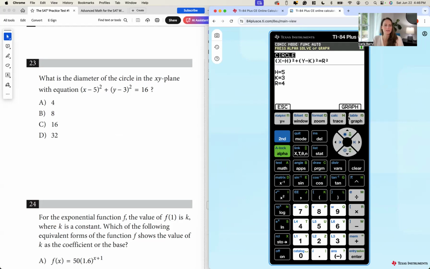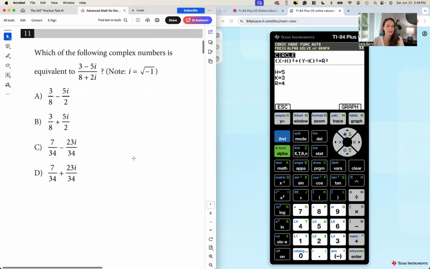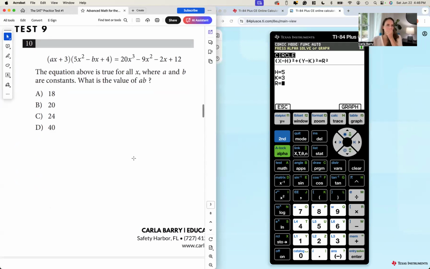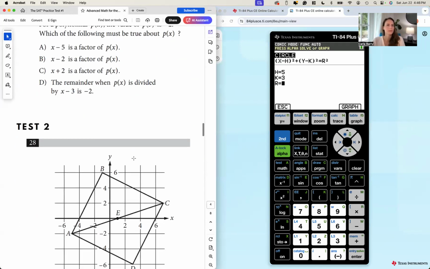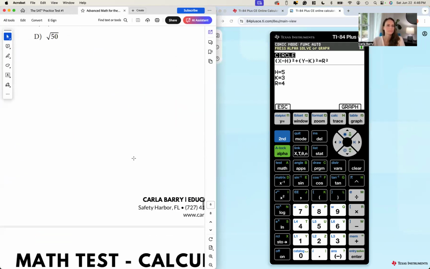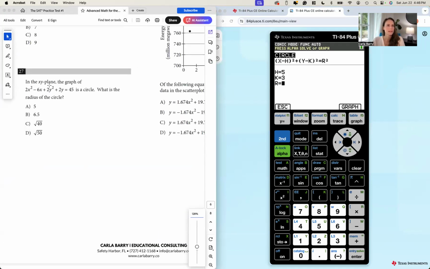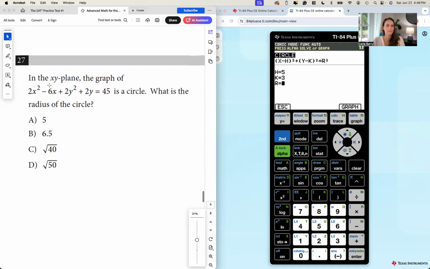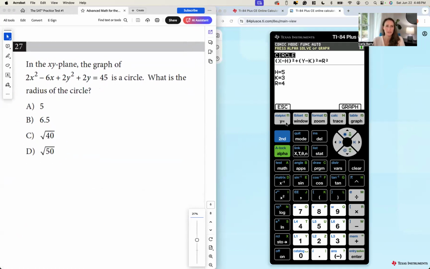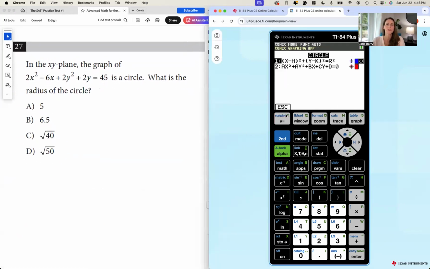It's kind of a silly one to use it on. More often, I would use it on something like, let me grab it. This one. In the XY plane, the graph of this equation is a circle. What is the radius of the circle? If we didn't have our calculator, we would have to complete the square.